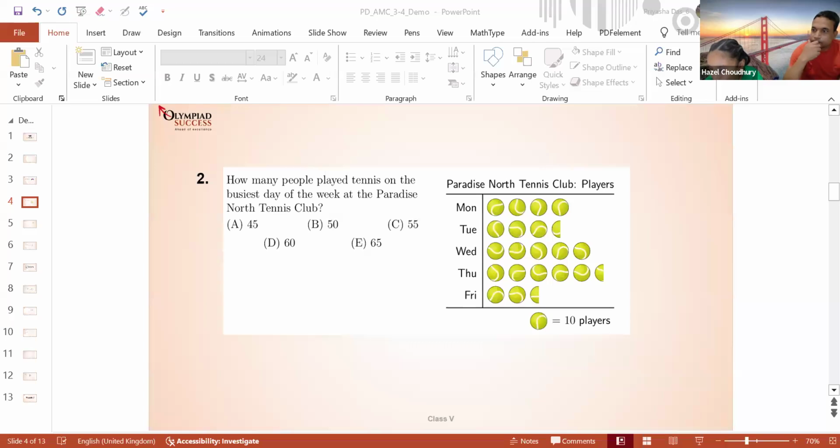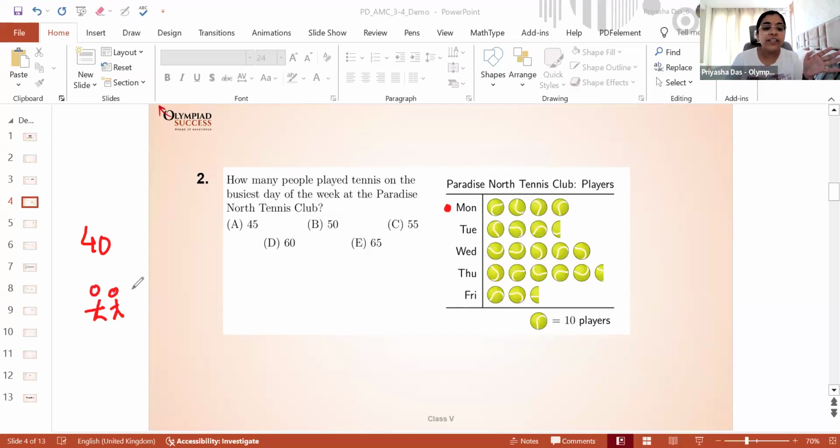The ball equals 10 players. That means one ball equals 10 players. And that's the entire reason for going for a pictograph. I'll tell you how. Imagine, how many players are playing on Monday, Hazel? 40. Imagine I plan to draw each one of the persons with a line or with any figure. Do you really think we will fit in? Oh my God, 40. That's too much for my brain, right?